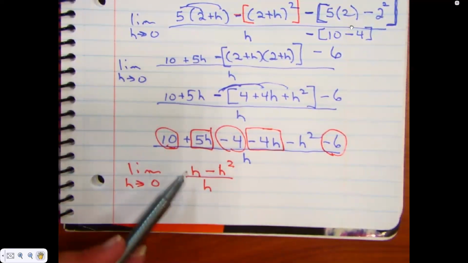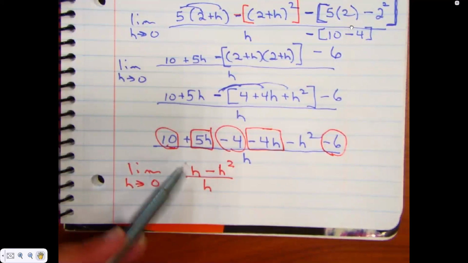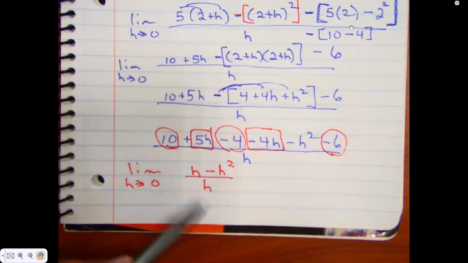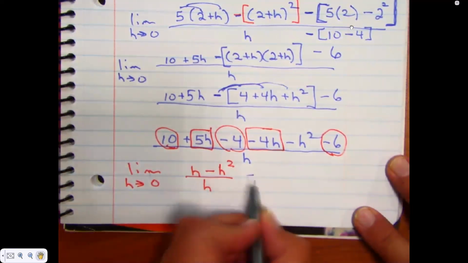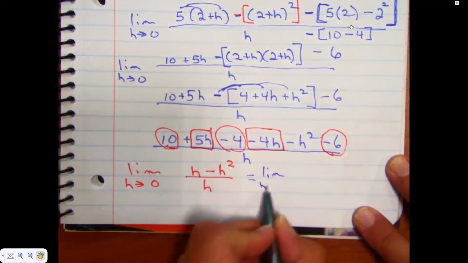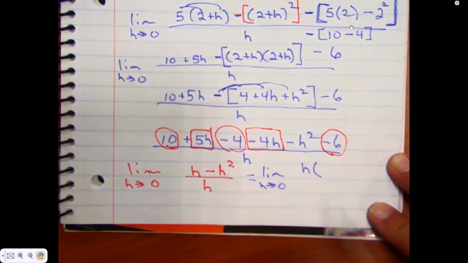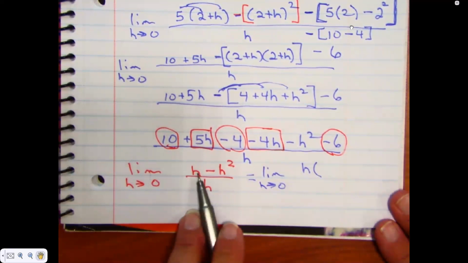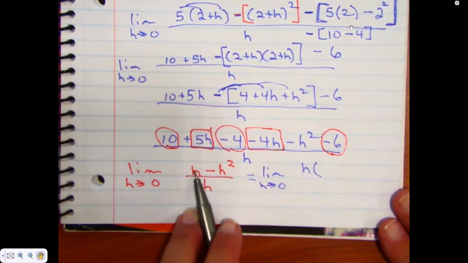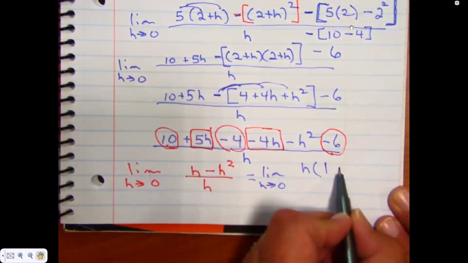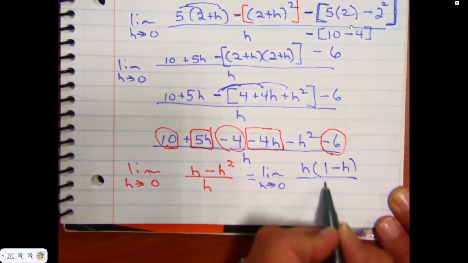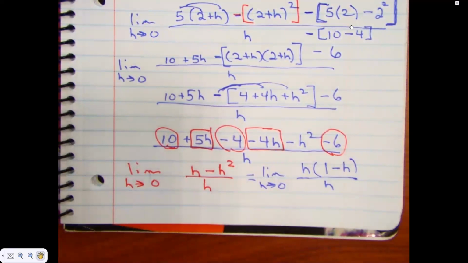Okay, can these h's cancel? No. But what do we want to do on the top? We want to factor the top. Take an h out. So now if we take an h out, what's left here? We have to still write something. 1. Make sure that you write a 1 there. 1 minus h over h. Look at that. Look how good that looks.